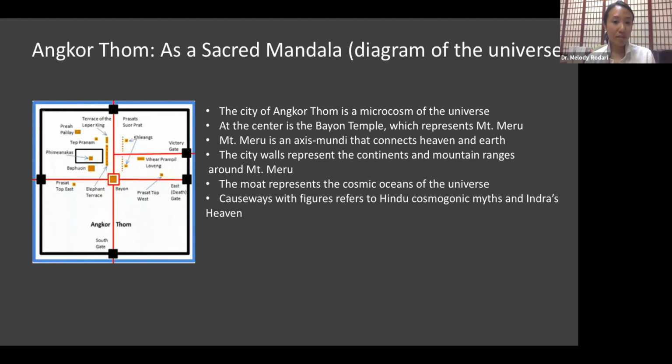The causeways, which we'll discuss in a moment in depth, refer to both Hindu cosmogonic myths as well as to Indra's heaven. So all of these aspects together help to imagine Angkor Thom as a sacred mandala, but also to imagine Angkor Thom as Mount Meru. So you might be asking yourself, well, why would Jayavarman VII want to do this? In fact, all of the religious monuments of the Angkorian Empire, to a certain degree, represent Mount Meru, home of the gods.